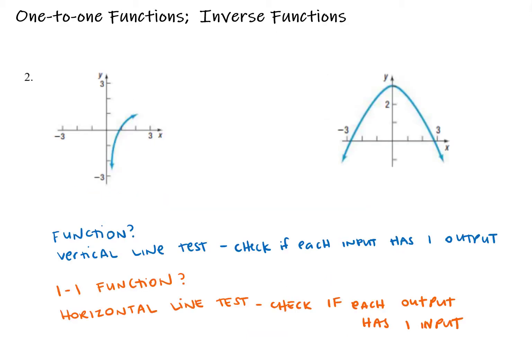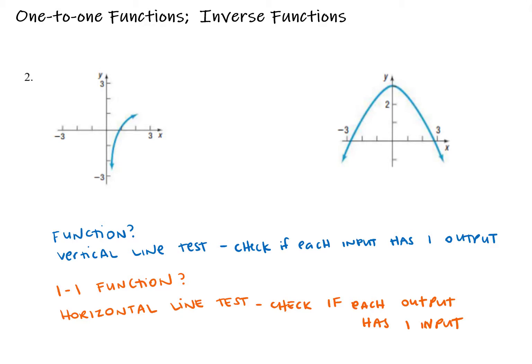Recall that if we had a graph, we could check to see if it was a function by doing a vertical line test. The vertical line test would check to see if each input had only one output. Likewise, if I want to check if something is a one-to-one function, then I can do the horizontal line test, and I can check if each output has one input.